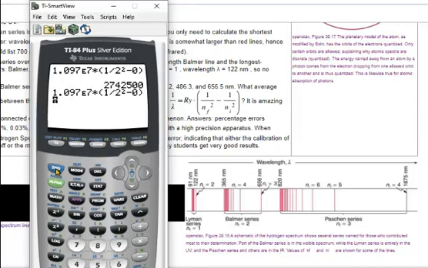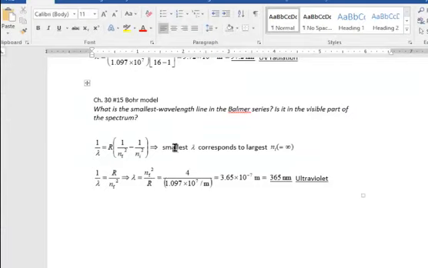Then go back, let's see, 2 steps again. And there we go. So invert that result and get it to nanometers. And there it is, 365 nanometers rounded, just like it said. All right, let's see the next one.